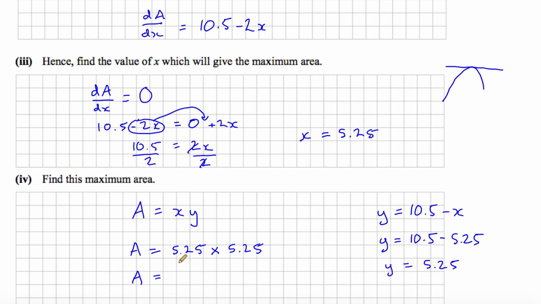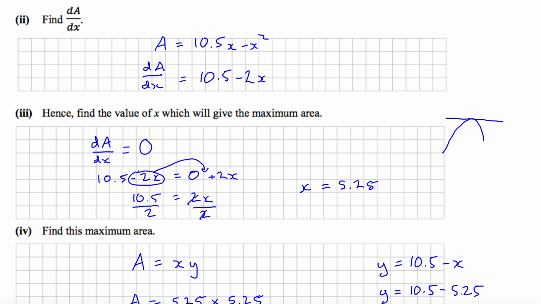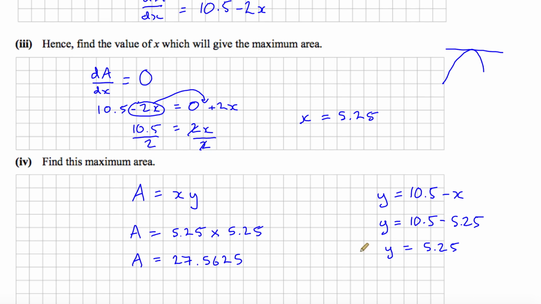Okay, so just to finish up, 5.25 by itself, that gives us an area of 27.5625, and the units was meters squared. So don't forget your units. So that's the answer for the maximum area, and that's the end of the question.